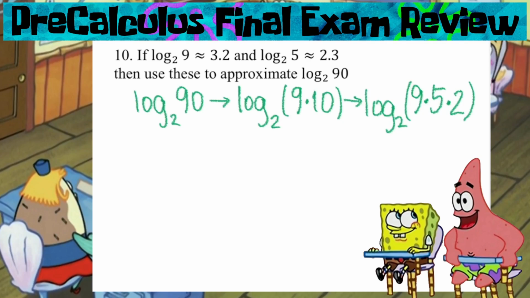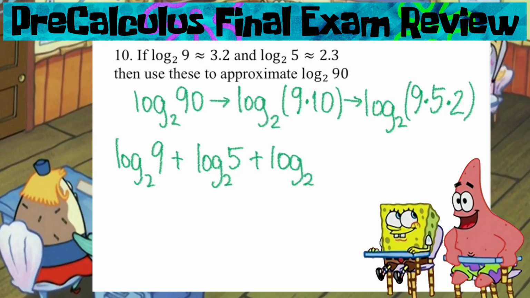Now we're going to use the product property to expand that final expression into a sum. So that will be log base 2 of 9 plus log base 2 of 5 plus log base 2 of 2. And you might be like, oh no, but they didn't tell us log base 2 of 2. That's okay. We'd be fine, because here, log base 2 of 9, got it, love it, great. Log base 2 of 5, got it, love it, great.